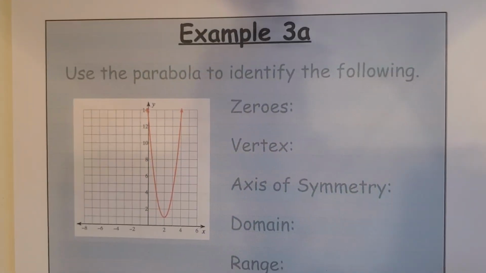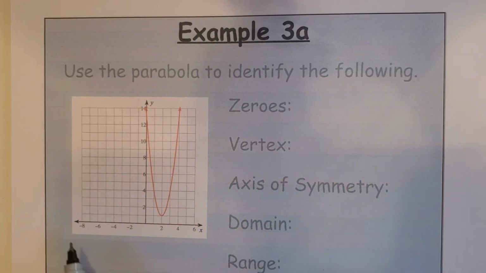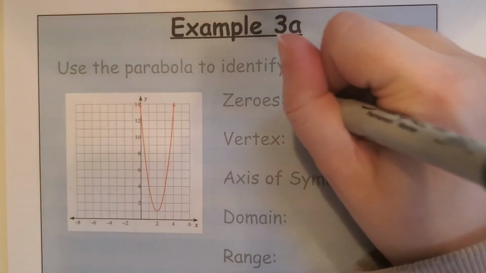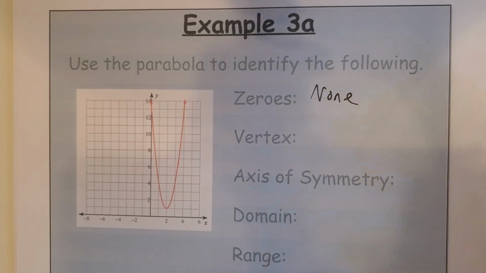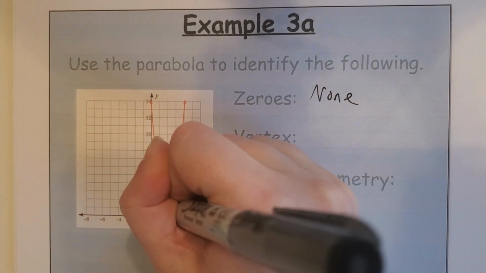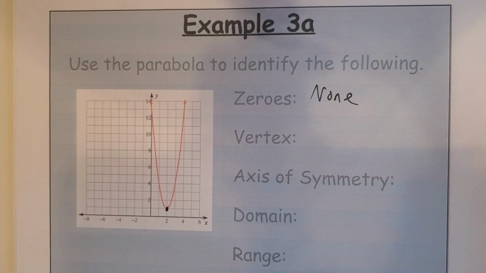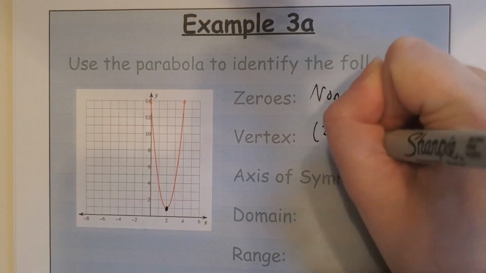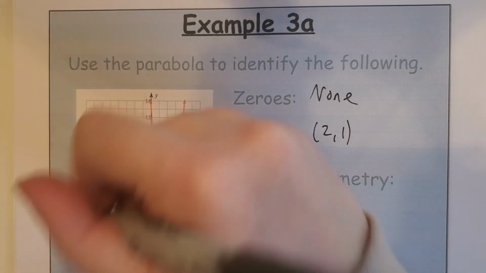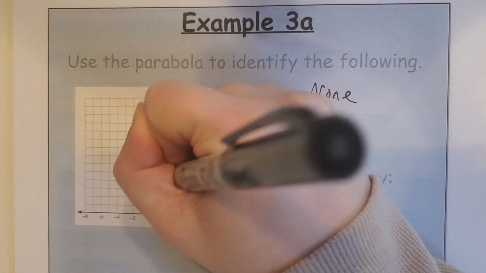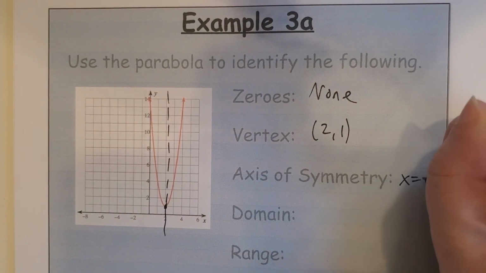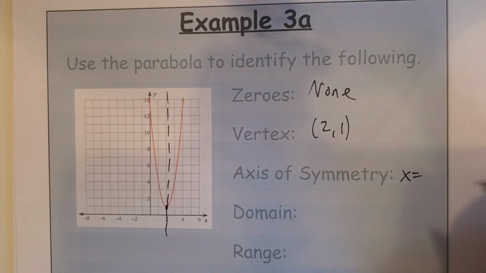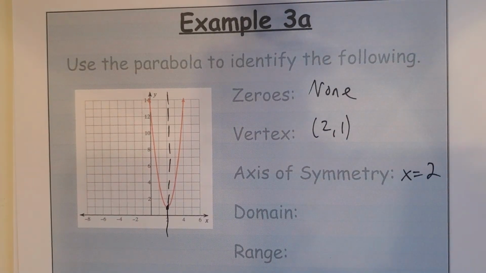For this, what are the zeros? Again, there's nowhere where it crosses the x-axis, so none. What's our vertex? The highest or the lowest point, which is right here. So that is 2, 1. Our axis of symmetry is this vertical line. So that's going to be x equals whatever the x value of our vertex is, which is 2.